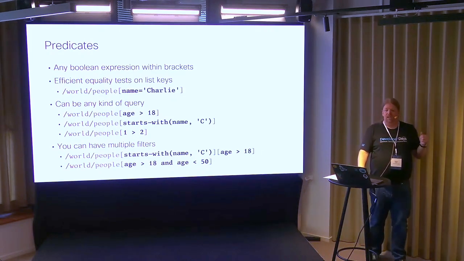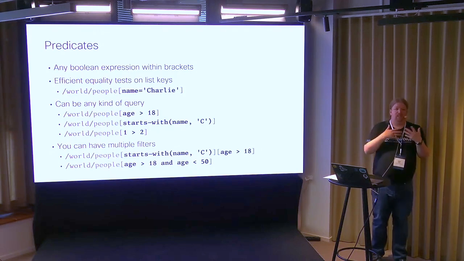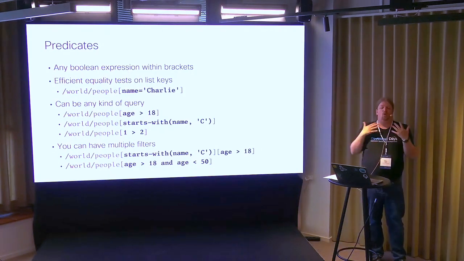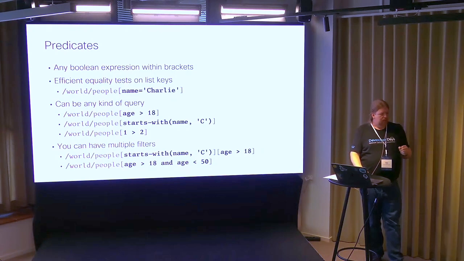And you can have multiple filters. You can either just chain the predicates and say name starts with C and age is greater than 18. Or you can use the Boolean relational operators and combination operators, use and or in your query to combine filters together into more complex filters.